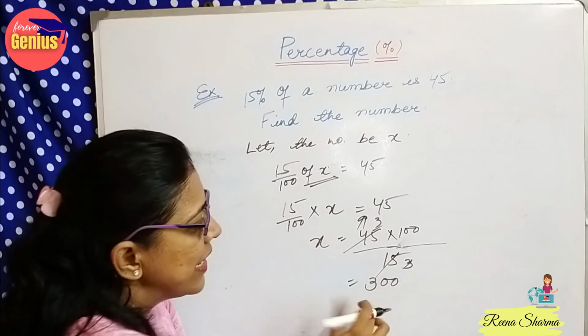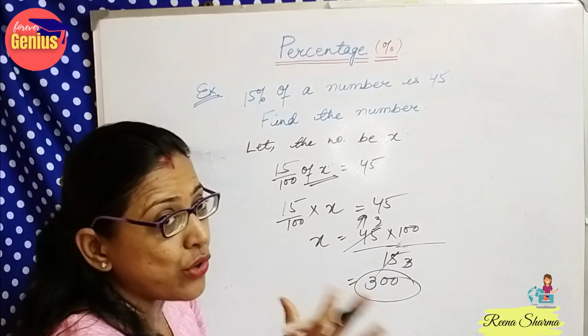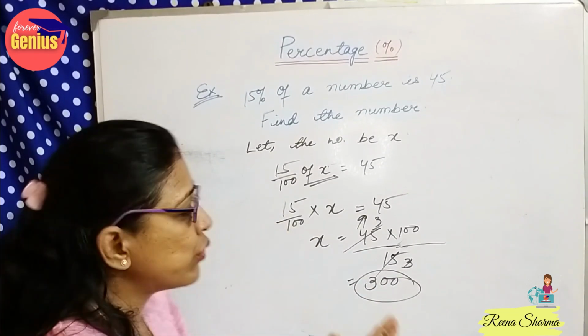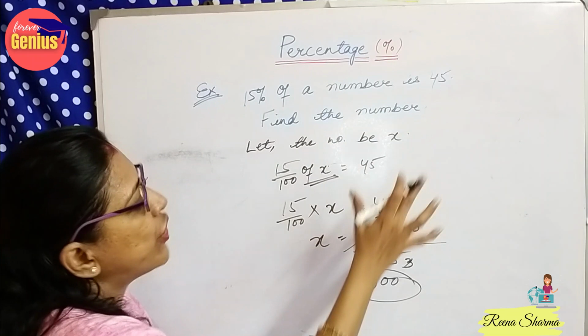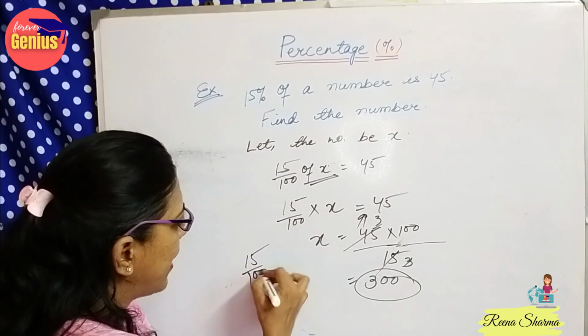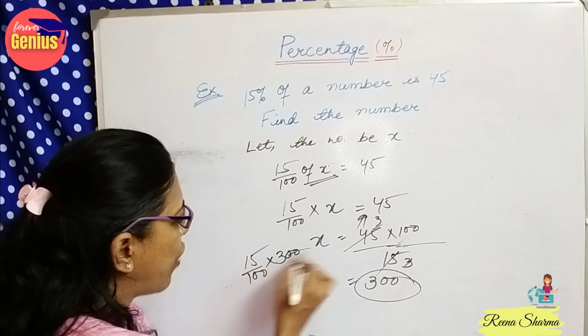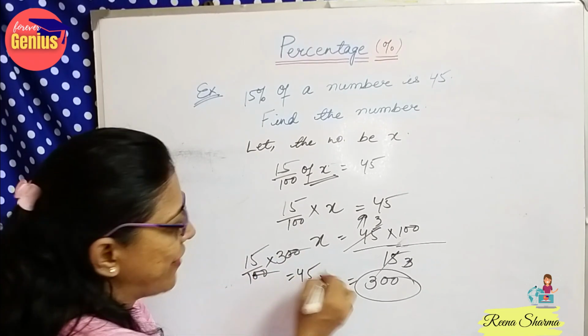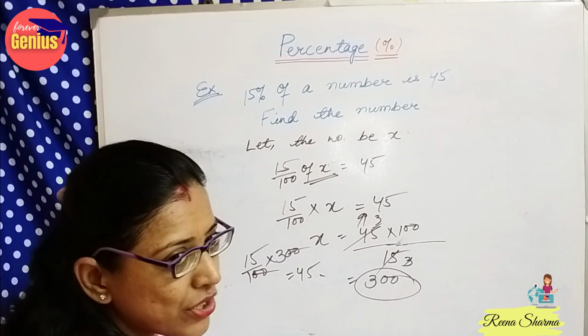Now let's check, is it really correct? We should always recheck our answer. How to recheck? Take the number we got and take out 15% of the number. So 15 by 100 into 300 is what? Yes, it is 45. So it is totally correct.